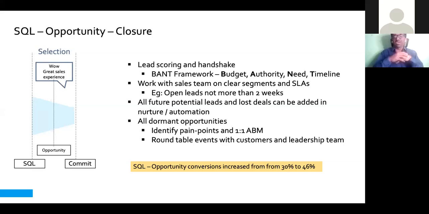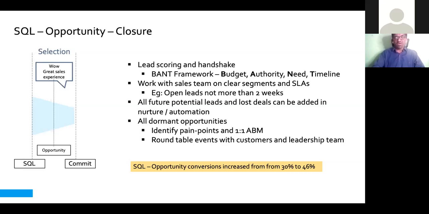What you can possibly do is a virtual event where you call the top opportunities and replicate the same thing in the virtual world. We did a bunch of the things I mentioned, and before all these activities were executed, the SQL to opportunity conversion rate used to be 30%. After we implemented them, we were able to push that number to more than 40%. That incremental 15% is very important at this stage, where something is already in SQL and converting it into an opportunity is truly important.